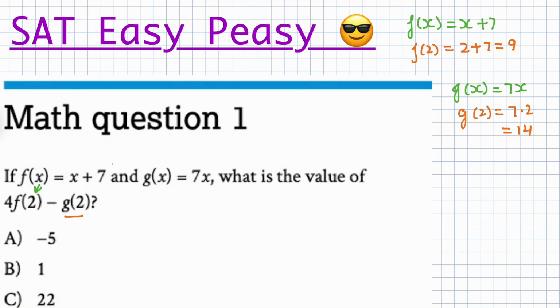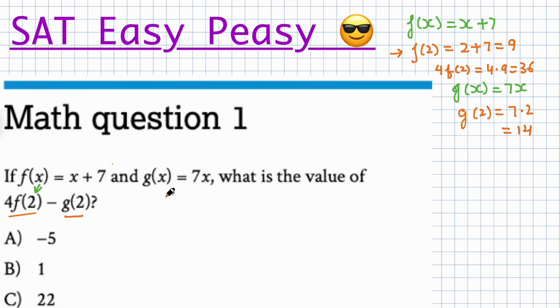Now if I see my question, it is 4 of f of 2. So that means you have to multiply this with 4. But if you are multiplying, you have to multiply on both sides, right? So whatever operation we are doing on the left hand side, that has to be done on the right hand side too. So 4 of f of 2 is equal to 4 times 9 is equal to 36.